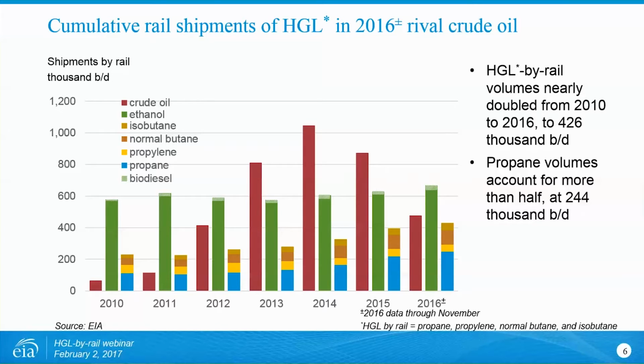Propane serves a variety of markets. Many of them are scattered throughout the country in remote areas where pipelines don't reach. Propane is also, of course, produced in many areas, and it's the largest product if you're looking at gas plant liquids. So it leads the volumes for hydrocarbon gas liquids by rail.